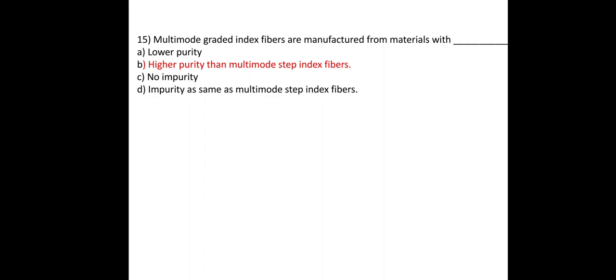Question 15. Multimode graded index fibers are manufactured from materials with ___. Option A, lower purity. Option B, higher purity than multimode step index fibers. Option C, no impurity. Option D, impurity the same as multimode step index fiber. The correct option is B, higher purity than multimode step index fibers.